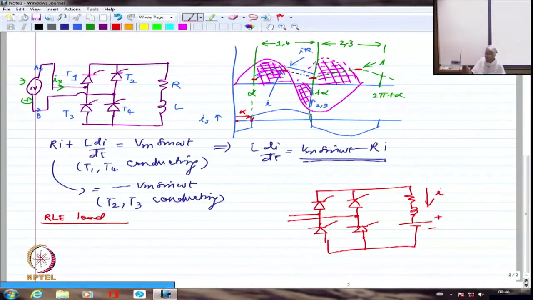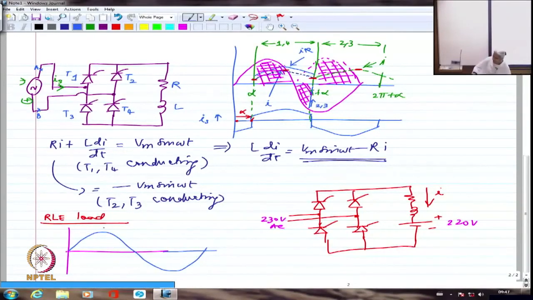Now if I am having this somewhat like this, let us say I'm talking about a 230 volts AC here. Maybe this is a 220 volts battery. For example, I'm just arbitrarily taking some values. 230 volts RMS, 325 will be the peak roughly. So I am essentially going to have a voltage waveform somewhat like this. This is 325. And what I am having here is about 220, so probably this is going to be my DC voltage.